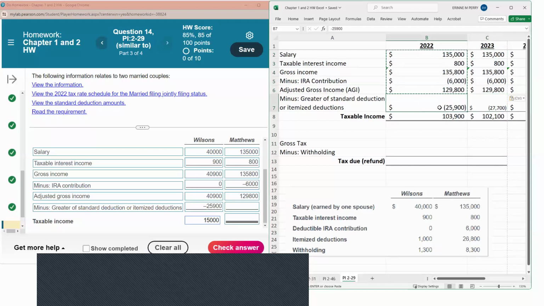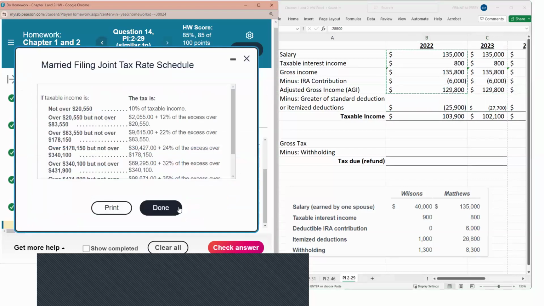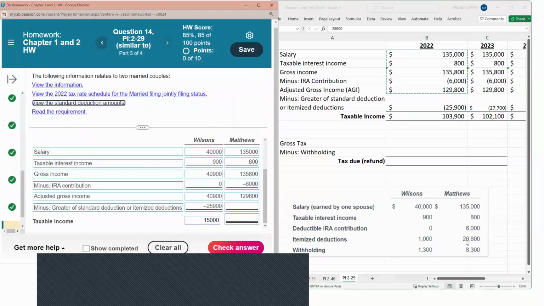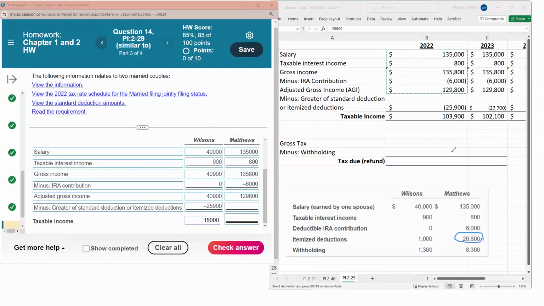So for 2022, the standard deduction for a married couple, as we see here, would be $25,900. And for the Matthews, their total itemized deductions would be $26,800. So in the Matthews situation, it would work better for them to itemize because if we compare the two, $26,800 is greater than the standard deduction of $25,900.